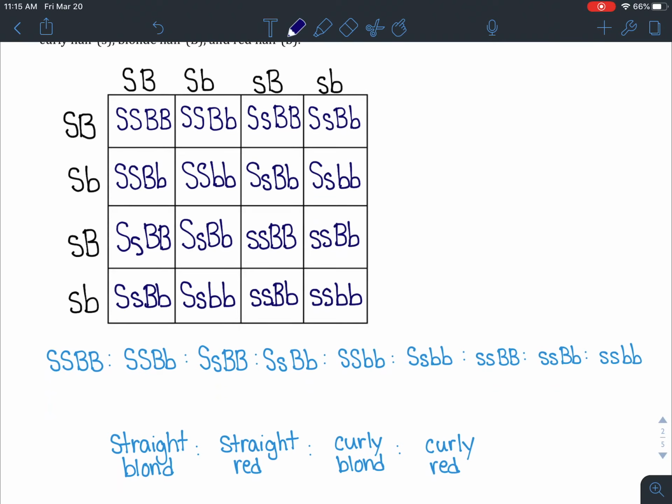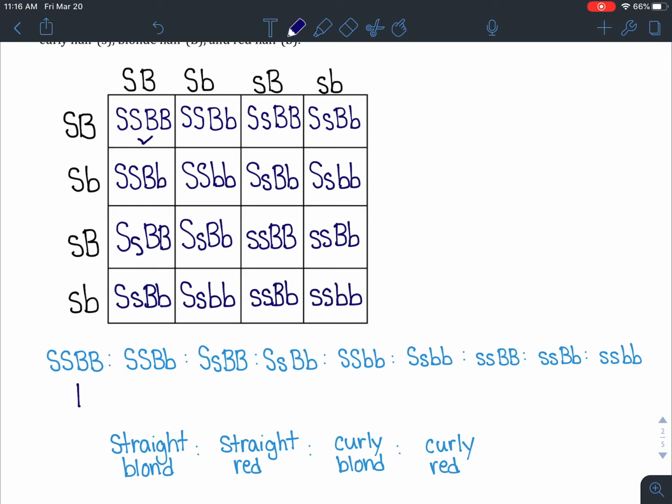So to do this next part, I went through and I looked at all of the different possible combinations and then just listed them out. Here's what you would do if you had to do the actual ratios. Just go through and count. So for this first one, big S, big S, big B, I'm just going to put a tally mark next to the ones that actually show that.